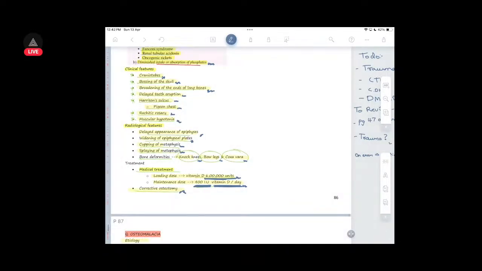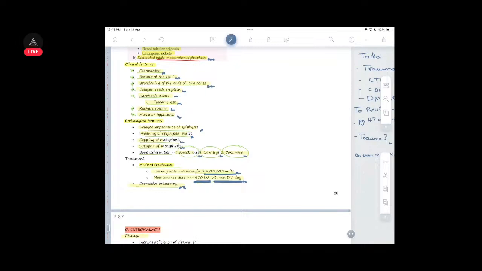Softening of skull bones, bossing of skull, broadening of ends of long bones, delayed teeth eruption, Harrison sulcus, pigeon chest, rachitic rosary, muscular hypotonia. Radiological features, you have delayed appearance of epiphysis, widening of epiphyseal plates, cupping of metaphysis, splaying of metaphysis, and knock knees, bow legs, coxa vara, all can be seen.